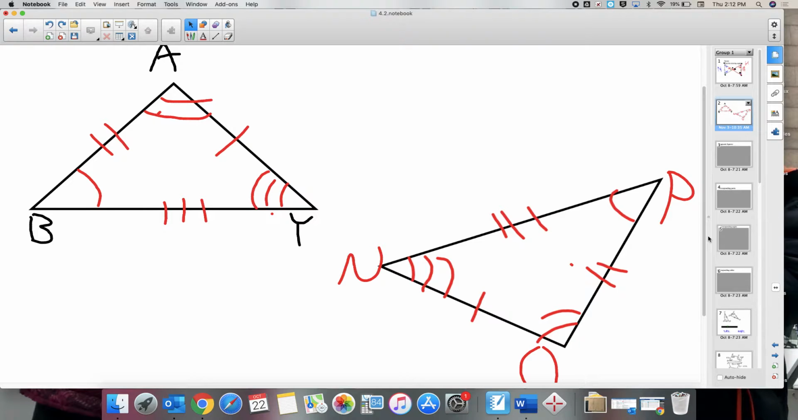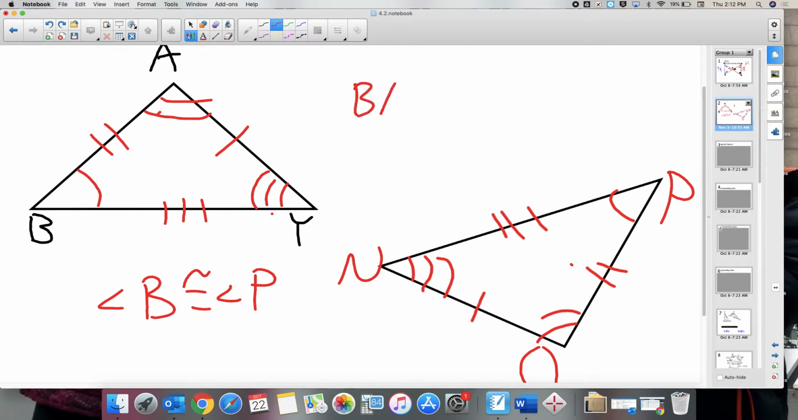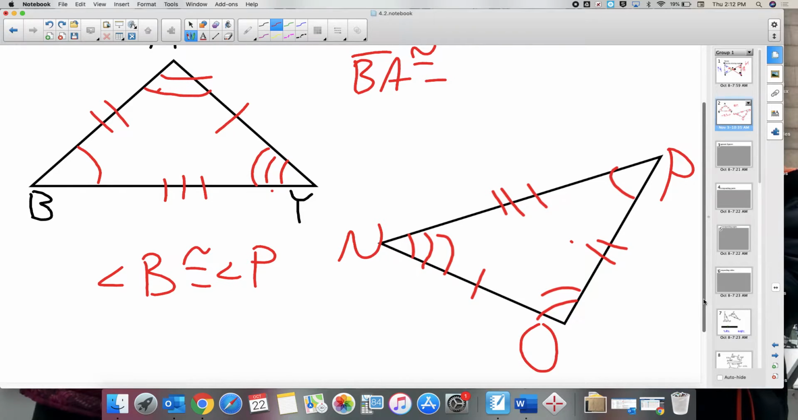So angle B here has one marking on it. It will be congruent to angle P because it had one marking on it. Likewise, side BA had two markings on it, so it'll be congruent to side PO, because it had two markings on it. So it's all about looking at the different markings that are there.